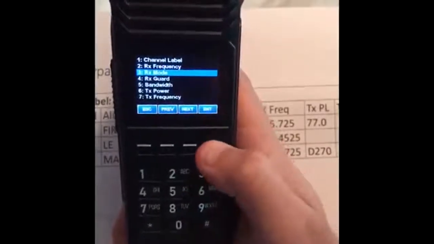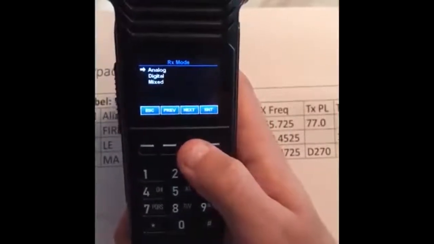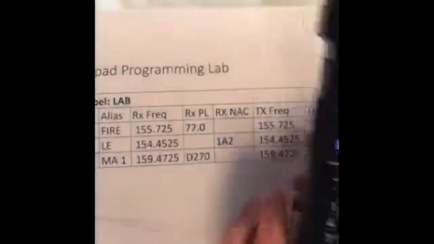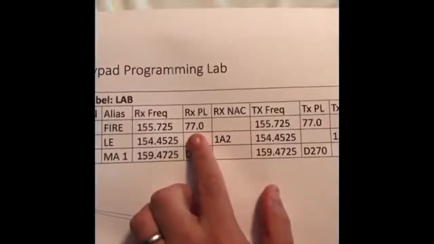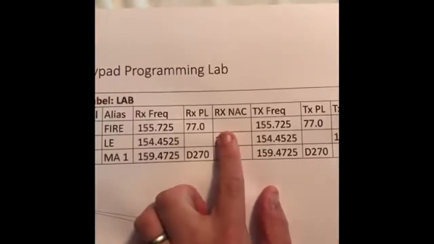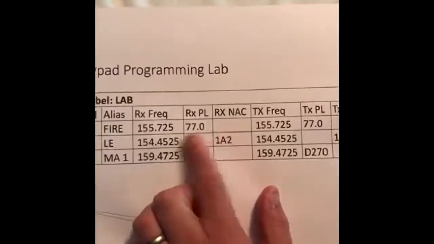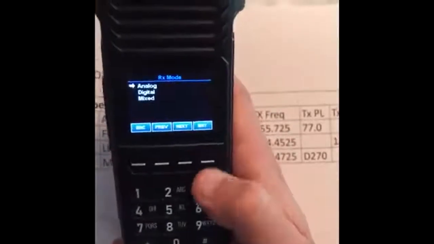Next is my RX mode. I'll press enter. Here I can select between analog, digital, or mixed. Looking at my sheet, this channel has been assigned an RX PL tone, but not an RX NAC. And so because of that, I know that this channel is an analog channel. So here I'll select analog.